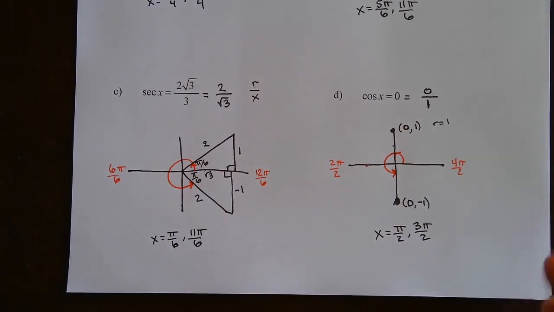There are two angles that you put into cosine that would give you a ratio of 0, and it's pi over 2 and 3 pi over 2. All right, you guys, that's it for solving trig functions for today. They're going to be simple ones, right?